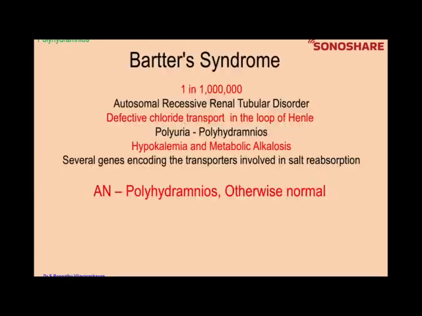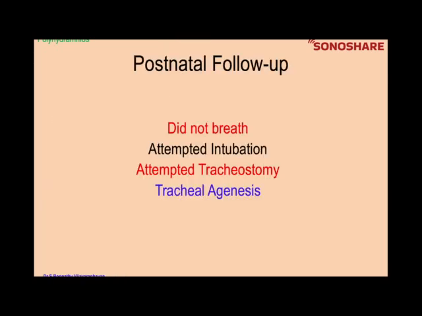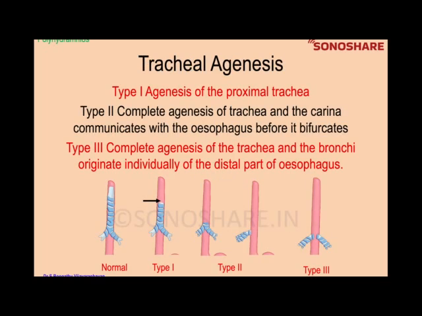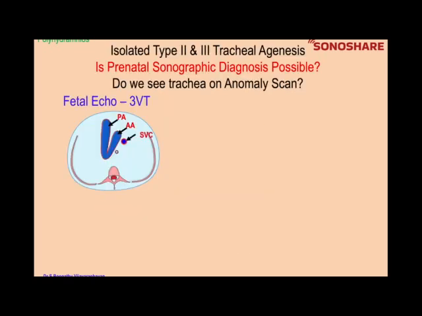In coronal scan on ultrasound you get polyhydramnios, and otherwise then tracheal agenesis, so which is a very rarely originate individually from the distal part of the esophagus as shown in the because of these very obvious anomalies, these conditions are diagnosed and readily diagnosed, and then SVC and the trachea.